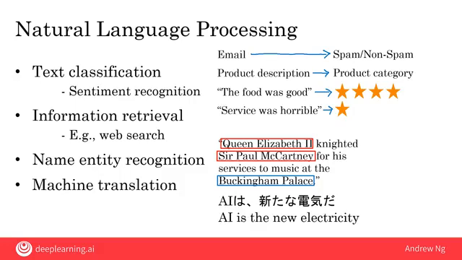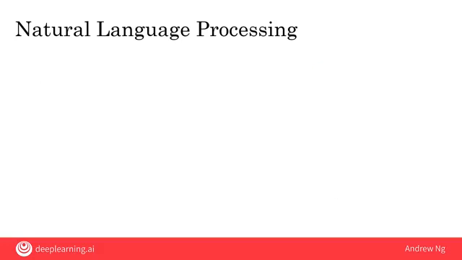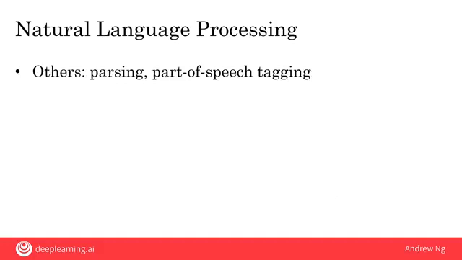The 4 items on this slide, text classification, information retrieval, named entity recognition, and machine translation, are 4 major categories of useful NLP applications. If you work with an NLP team, you may also hear them talk about parsing and part-of-speech tagging technologies. Let me tell you what these are. Let's take the example sentence, the cat on the mat. A part-of-speech tagging algorithm will go through all the words and tell you which of these words are nouns, which of these words are verbs, and so on.